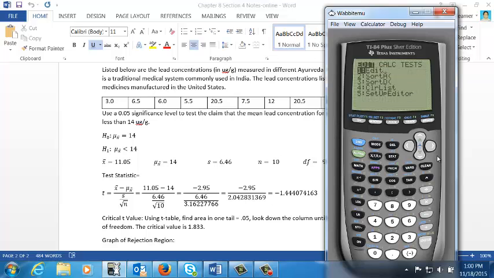So Stat and Enter for Edit, number 1. And you can do this before you actually go to the Stat Test screen. So if you want to put it in the list first, that probably is not a bad idea.